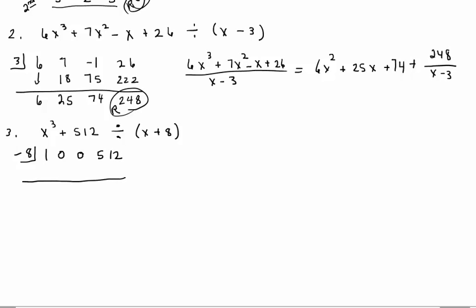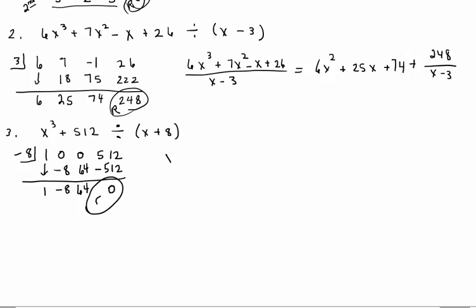Bring down 1. The product is -8. Collect down is -8. The new product is 64. Bring down 64. The new product is actually -512. So we're back to a remainder of 0. So x plus 8 divides evenly into the third degree.